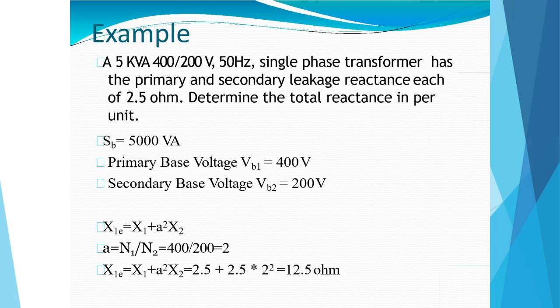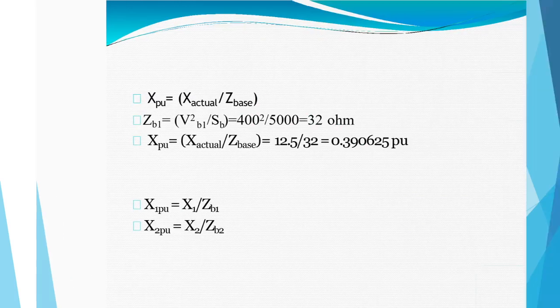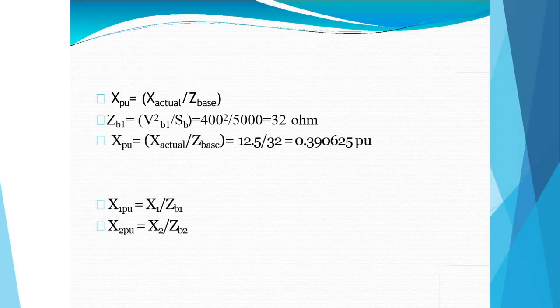X1 is equal to X1 plus A square X2. A will be equal to N1 by N2, that is 400 by 200, which is given in the question, that is equal to 2. X1 equals X1 plus A square X2, that is 12.5 ohms. X per unit is X actual by Z base. ZB1 is VB1 square by SB, that is 32 ohms. X per unit is X actual by Z base, that is 12.5 by 32, 0.3906 per unit. X1 per unit is X1 by ZB1, X2 per unit is X2 by ZB2.